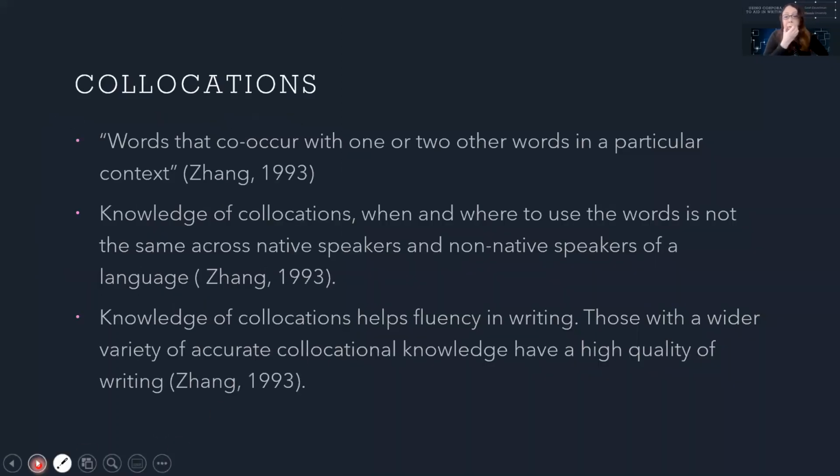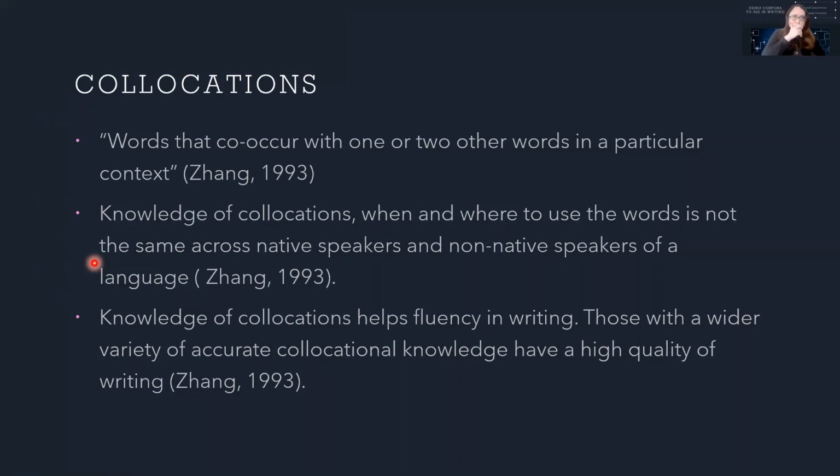Great. Now we're going to move on to collocations. So collocations are words that occur with one or two other words in particular context, and also knowledge of collocations, when and where to use them, is not the same across native speakers and non-native speakers of the language. And knowledge of collocations helps fluency in writing. Those with a wider variety of accurate collocational knowledge have a higher quality of writing.